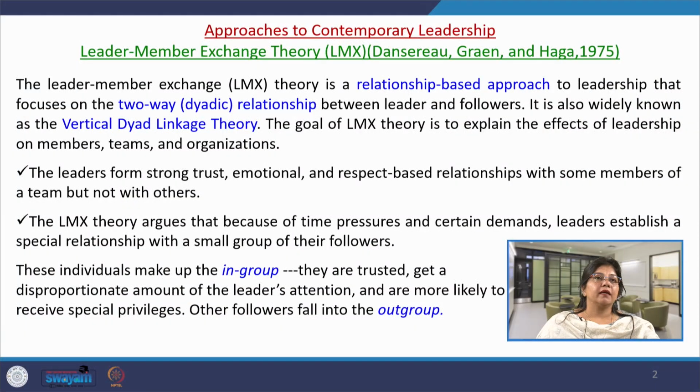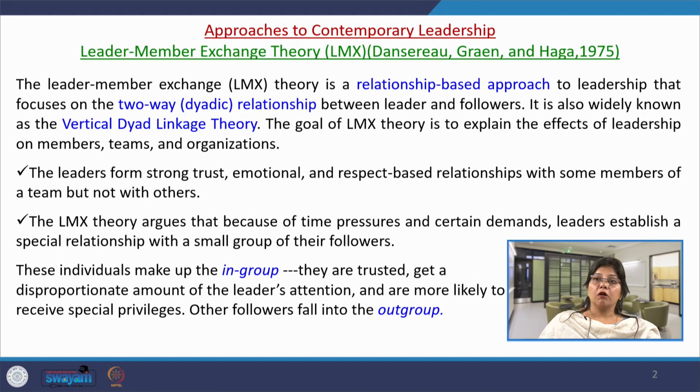So, let us talk about the first theory of contemporary leadership, which is leader member exchange theory, also known as LMX theory, by Dansereau, Graen and Haga in the year 1975. LMX is the acronym given to leader member exchange, and this theory is a relationship based theory. This approach is completely based on relationship orientation, that is, how a leader maintains a positive relationship with its members and then moves towards the goal.